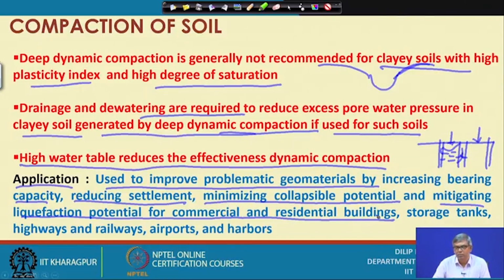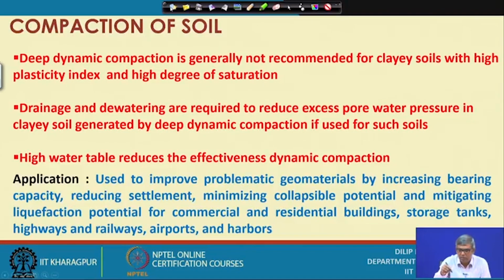We can do dynamic compaction to quite a great depth. These are the various areas: storage tanks, highways, railways, airports and harbors. In these areas, if you have weak, problematic soil, then we have to improve it by some means. And if you want to improve up to a greater depth, this is perhaps the good choice for improvement.